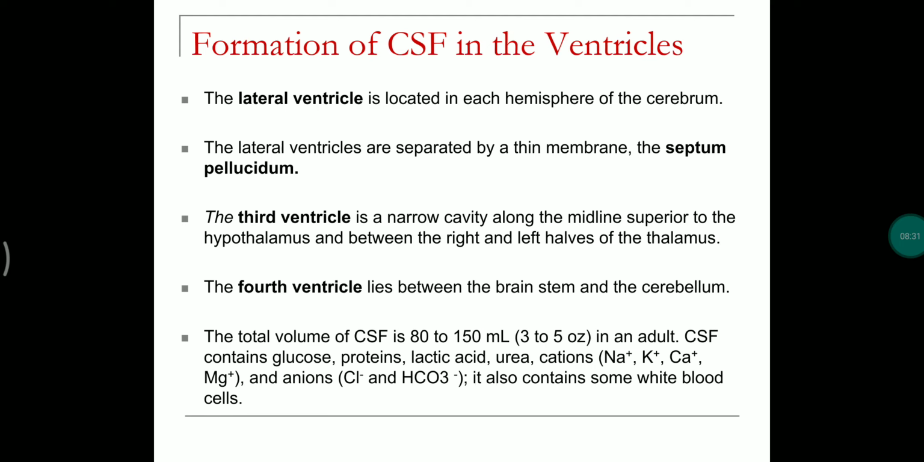And how is this cerebrospinal fluid circulated? It is stored and circulated by means of the ventricles, and there are four ventricles: two lateral ventricles, one third ventricle, and one fourth ventricle. Lateral ventricles are present in each hemisphere of the cerebrum. They are separated by a thin membrane called the septum pellucidum. The third ventricle is present in the midline of the hypothalamus, between the right and left halves of the thalamus. The fourth ventricle is present in the brainstem, between the brainstem and the cerebellum.